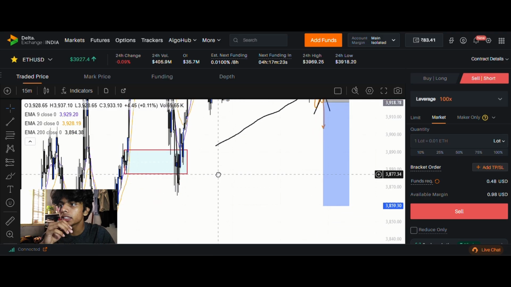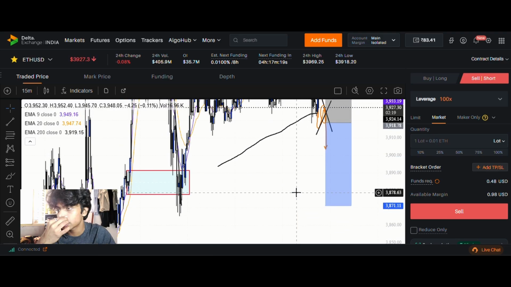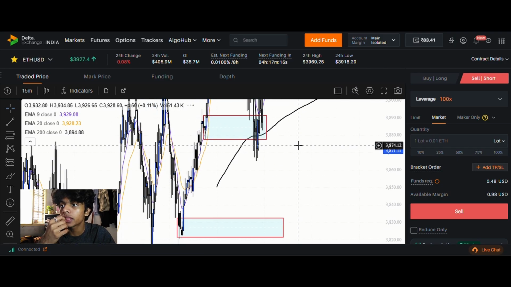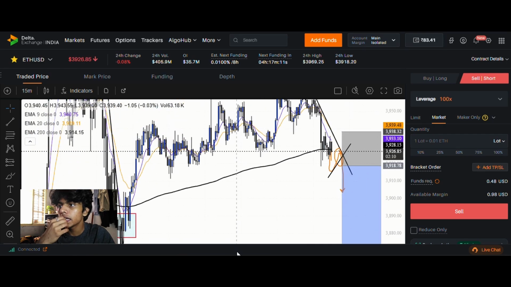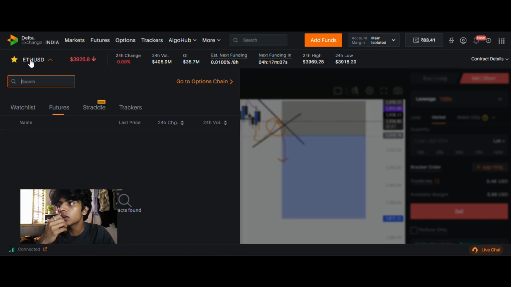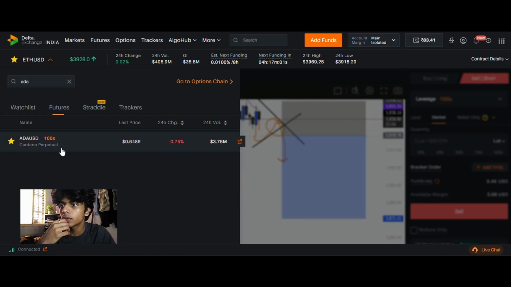But I'm going to be taking this 1 to 2.5 because this is the recent swing where the price had a large amount of volatility in the markets. So I'm going to be looking over here, and yeah, this is where I'm going to take the trade. Now what looks nice is it's the ADA USD. That is the only trade I'm going to be interested in.